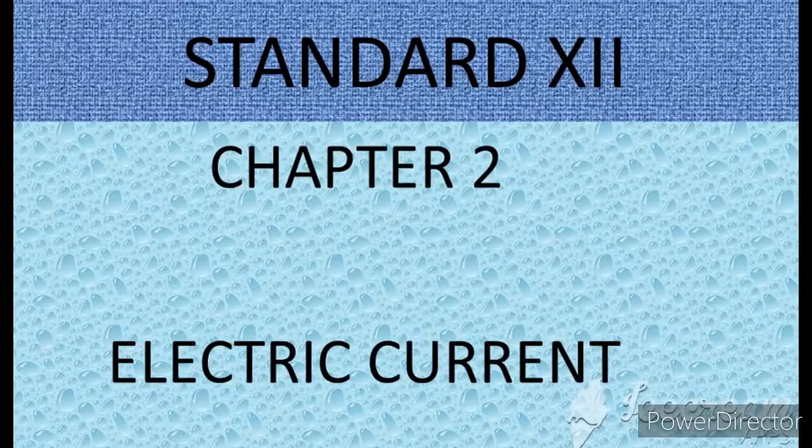Good morning, students. Today we are going to see chapter 2, electric current. Current means the flow of electrons or the flow of charges. So if there is a flow of charge, there will also be something opposite to the flow of charge, that is said to be the resistance or resistivity.